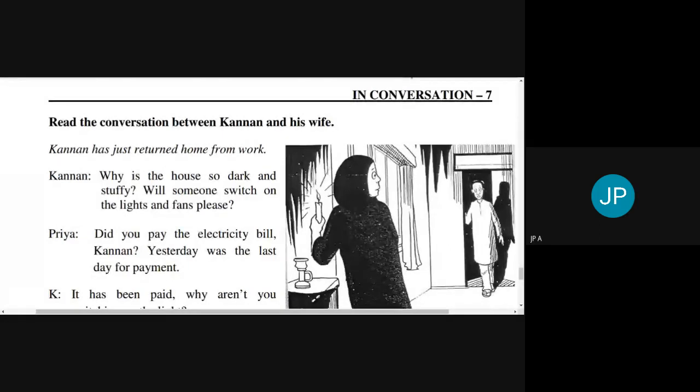Okay, we call upon the 2 Hridyas, Hridya Lakshmi and Hridya CS, to read the first paragraph. So read the conversation between Kannan and wife. Kannan has just returned home from work. So one person can be Kannan, the other can be Priya. Hridya Lakshmi and Hridya CS. Hello, sir. Yes, you are there. Okay, both can read.